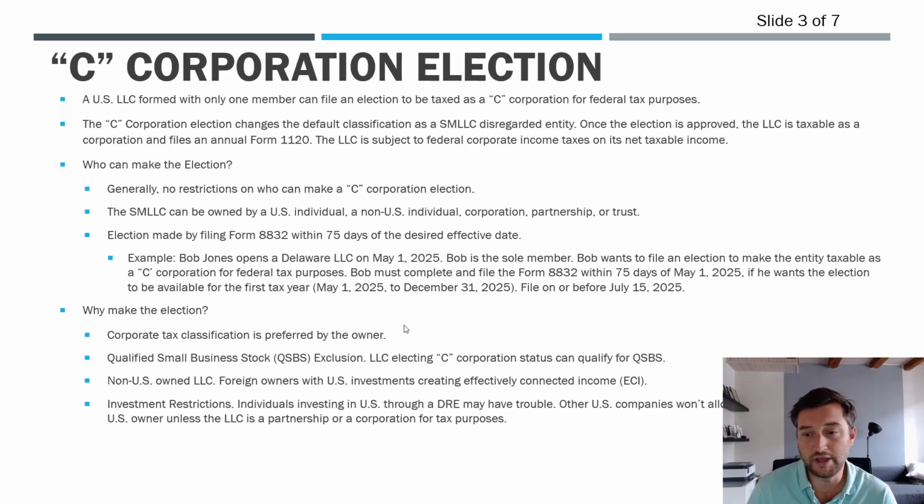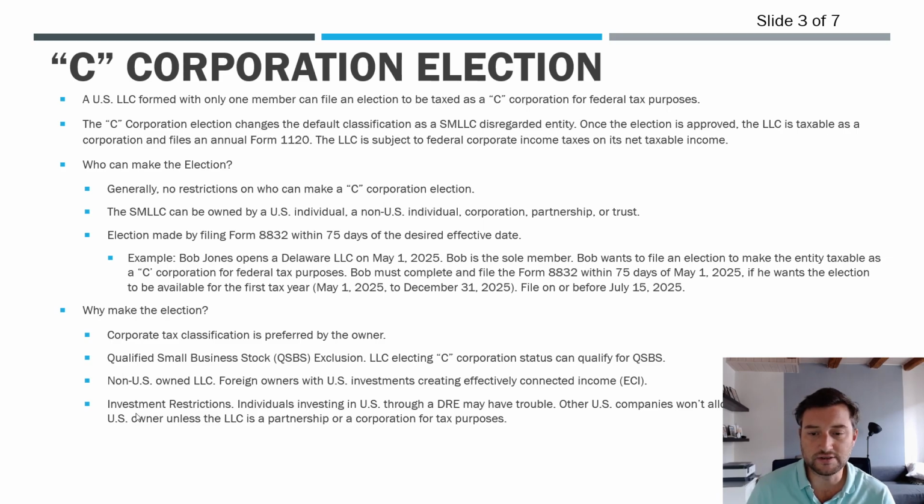Now, why would you make this election? Well, maybe the election is simply preferred by the owner, right? They don't want a disregarded LLC. They want a separate corporate entity. That's one big reason. The other one is the qualified small business stock exclusion. So LLCs that are taxed as C Corps are able to use this exclusion if they otherwise qualify for it. That's one of the common misconceptions: if you're looking for this QSBS exclusion on some of the gains if you eventually sell the company, it was often thought that you needed an actual C Corp, and the regulations are pretty clear that the LLC can make a C Corp election and still qualify for that.